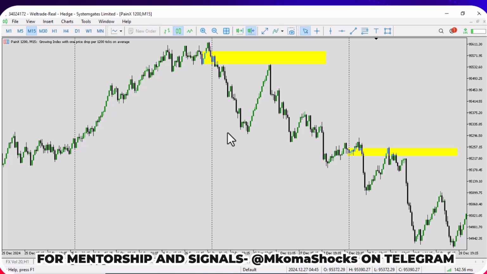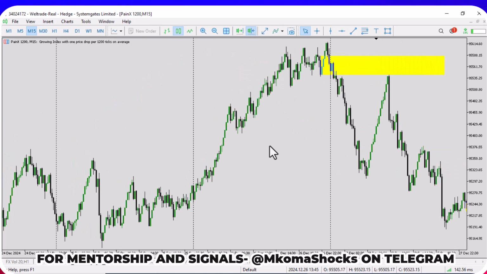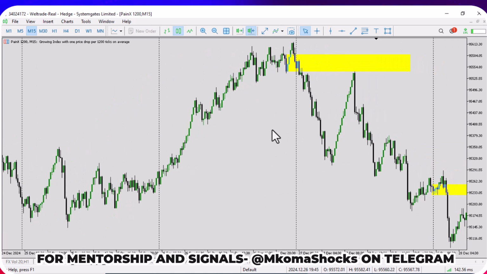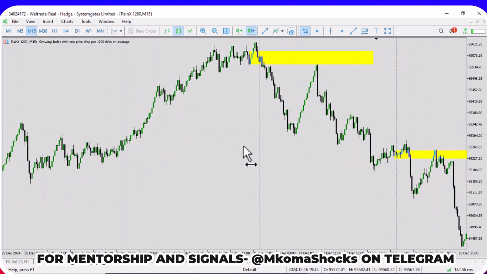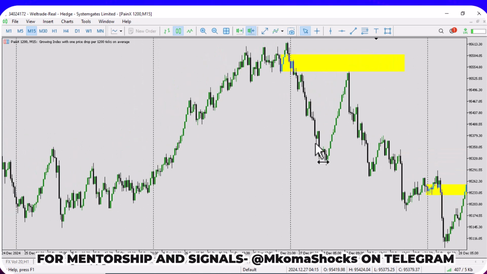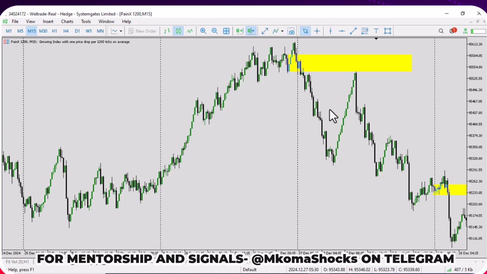So this is the WellTrade, and this is paying 200. So this is paying 1200, right? This is found on WellTrade, as I said earlier. If you don't have an account, this is the time to get your account and start trading with me.